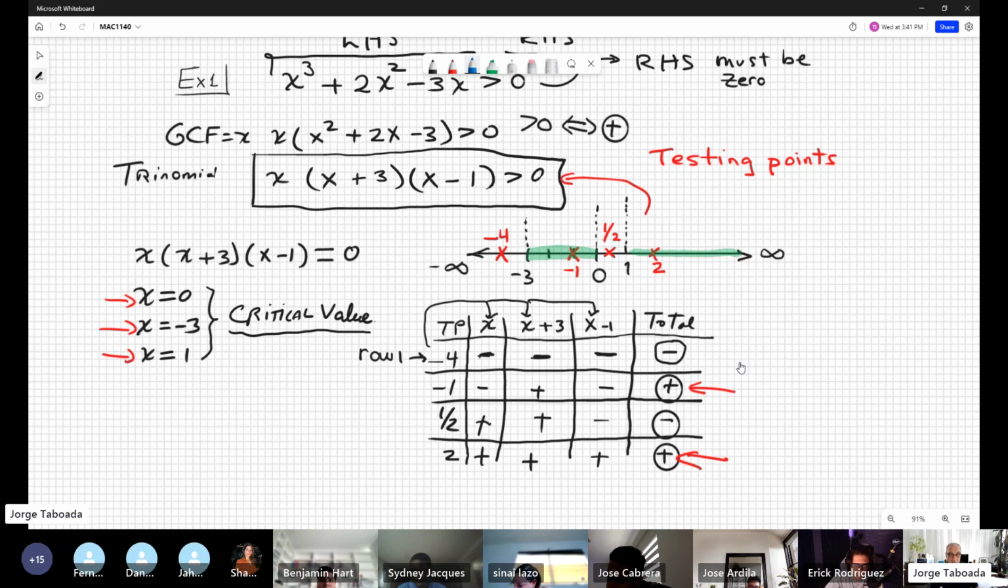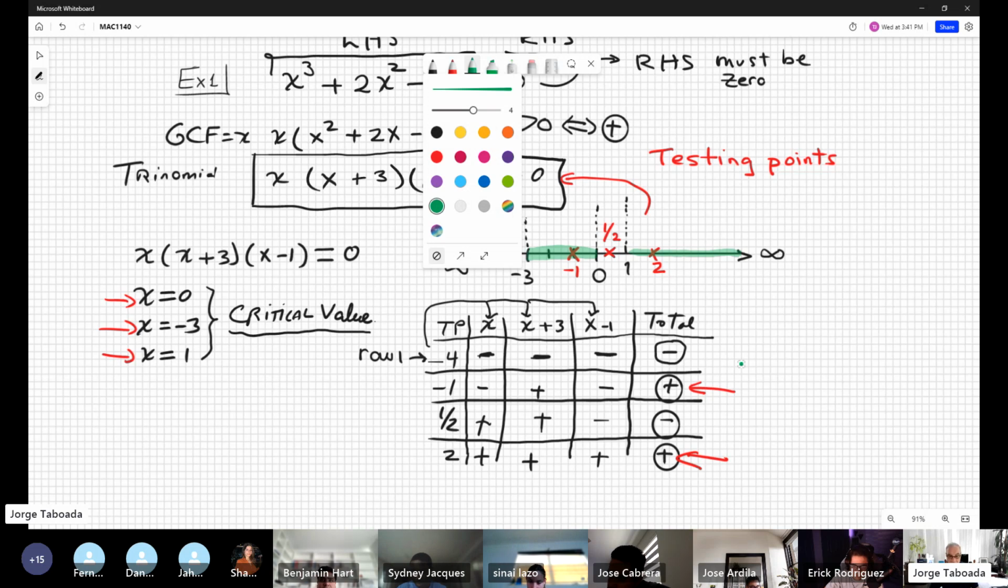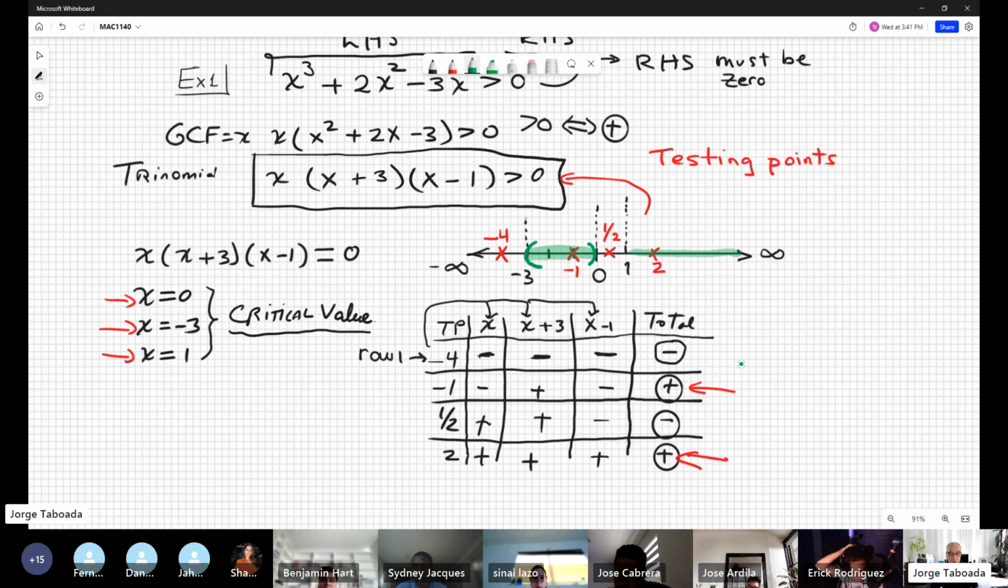Keep in mind, it's important to express the interval clearly. I need to know if the interval is open or closed. In this case, it's open because the endpoints -3 and 0 don't belong to the solution. The reason is that my inequality has no equal sign here. No equal sign means my inequality is a strict inequality. The endpoints -3 and 0 don't belong to the solution, and 1 doesn't belong to the solution. So what is my final answer? Final answer.